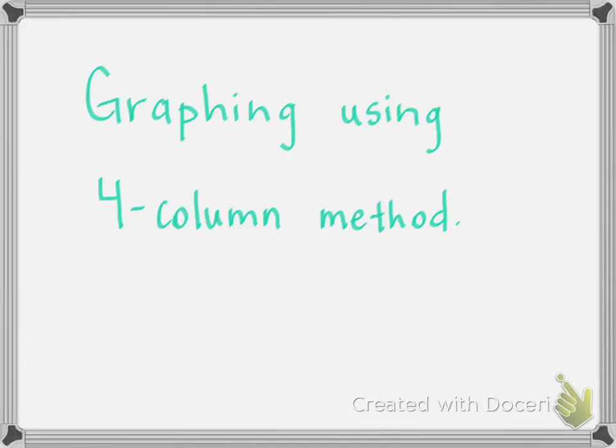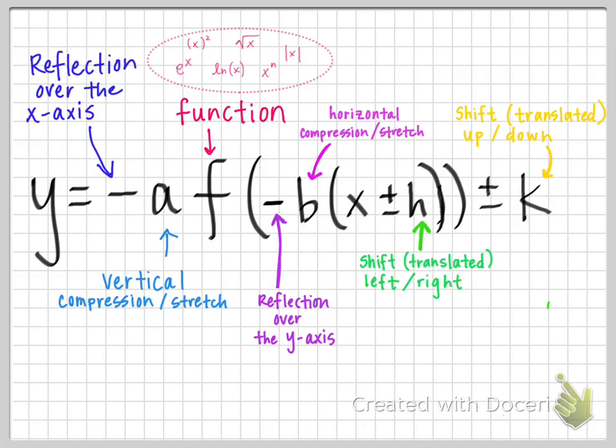Graphing using the 4-column method. This is a general form of function transformations. There are 4 different variables that are moving this function.